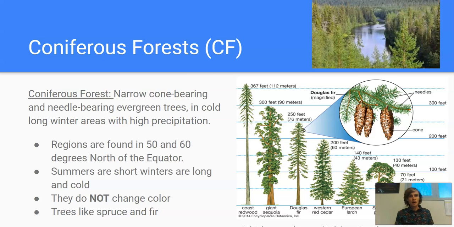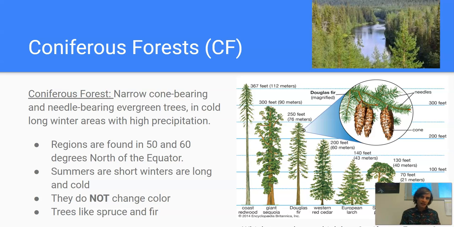The next type of ecosystem is a coniferous forest. A coniferous forest is the opposite of a deciduous forest. So coniferous forest, you can see the word cone is kind of in there. So these have cone and needle bearing, mostly evergreen trees. Evergreen trees mean they do not lose their leaves or needles in the wintertime. They keep them all year long.